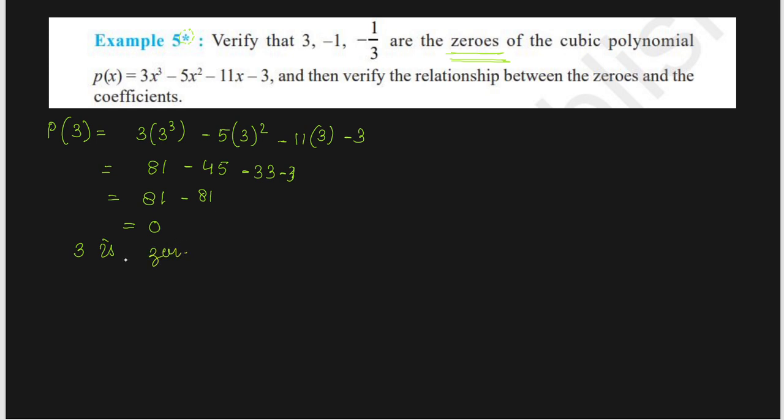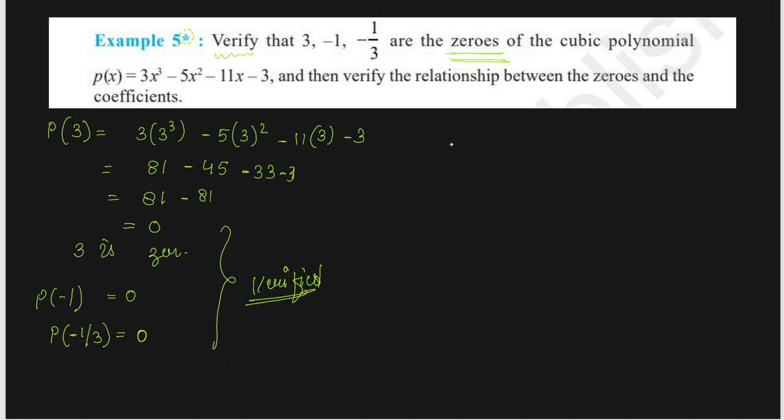Similarly, you have to verify for minus 1. Place minus 1 and check whether it turns out to be 0. Obviously, if they are asking you to verify, it will definitely be 0. This is the homework from my side to you all. And then check for negative 1 over 3, whether it turns out to be 0 or not. So this is the way you can say hence verified. These are all the zeros.